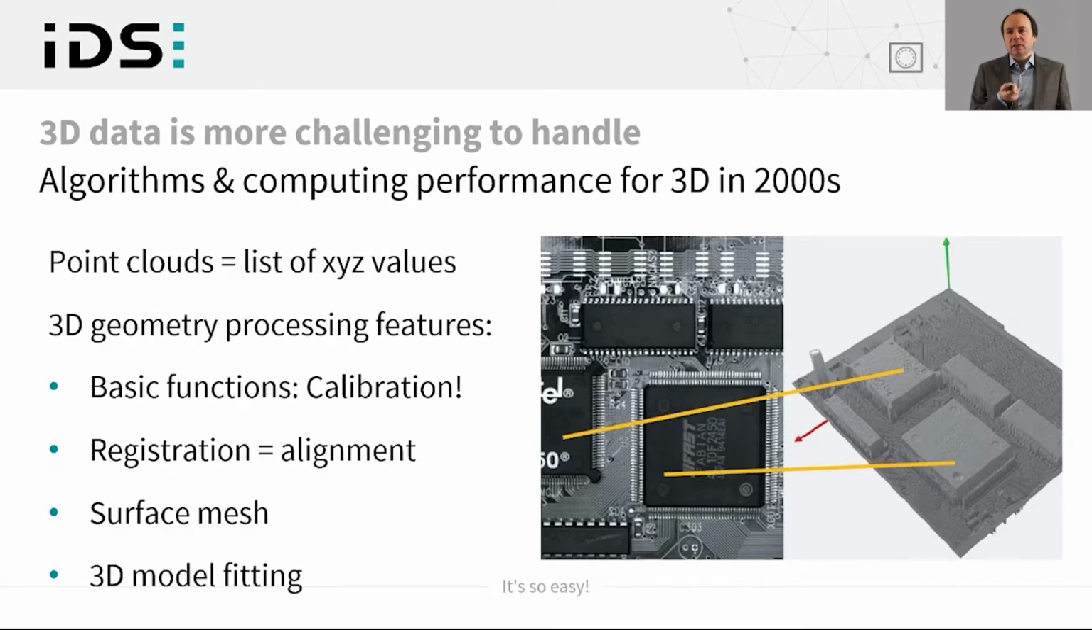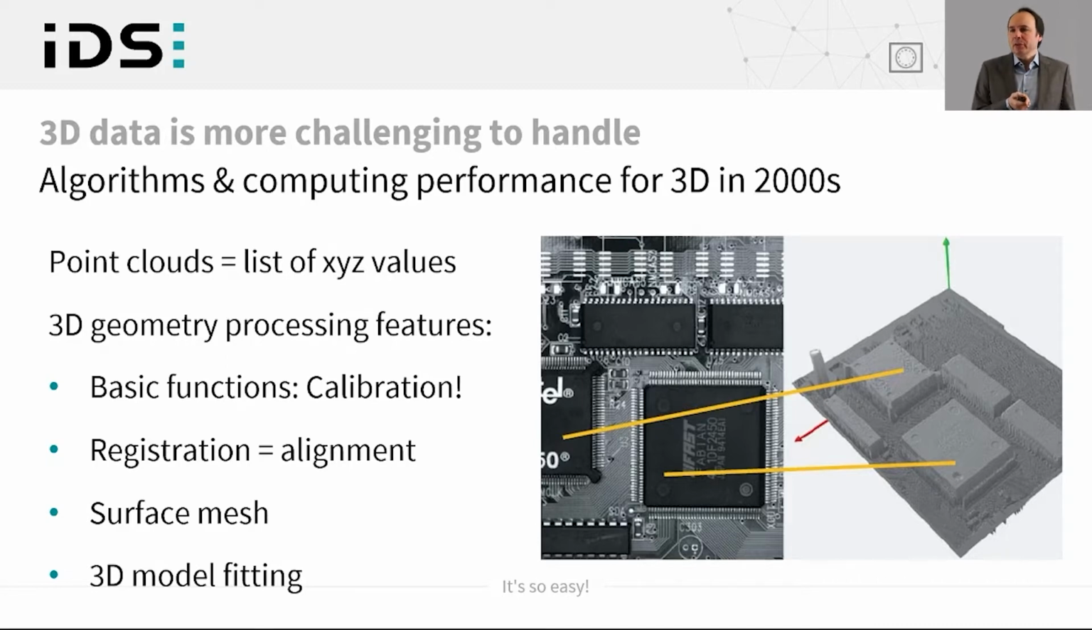In the 2000s, these data representations were introduced in the major machine vision libraries. And then along with them, they needed to propose some processing features. First of all, calibration, and I've marked this with an exclamation mark here because all the 3D setups that we look at require calibration functionality.